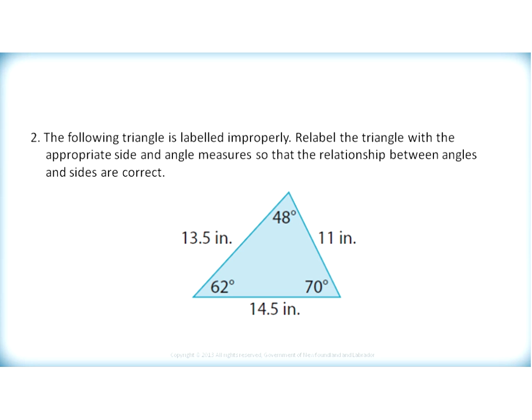In this case, right now, we can see that 70 degrees is the largest angle. 14.5 inches is the longest side. So clearly, we don't have our longest side and our largest angle opposite each other. Same thing goes for our shortest side and our smallest angle. My smallest angle is 48 degrees. My shortest side is 11 inches. But they are not opposite to each other either. So we do have some problems here. We're going to have to fix this.